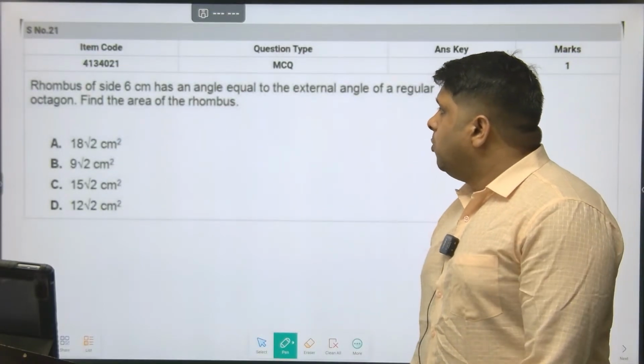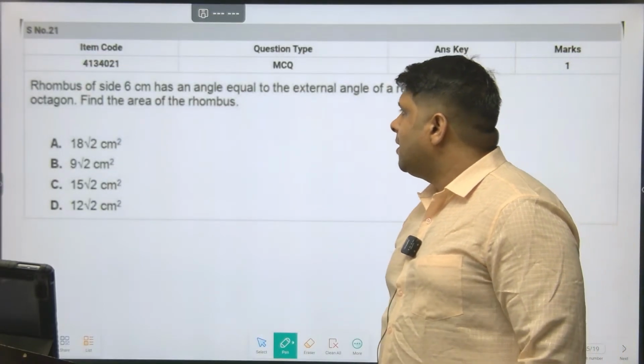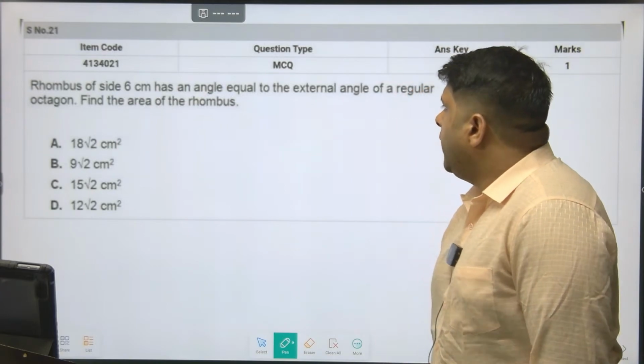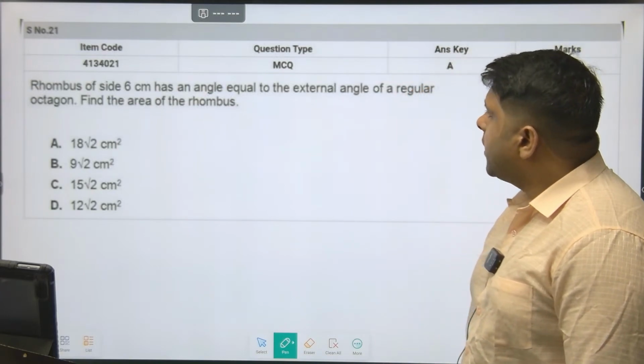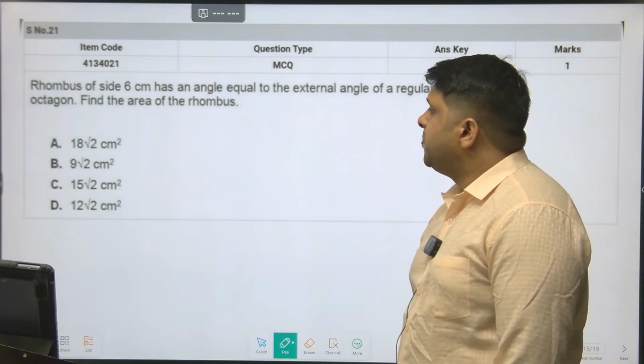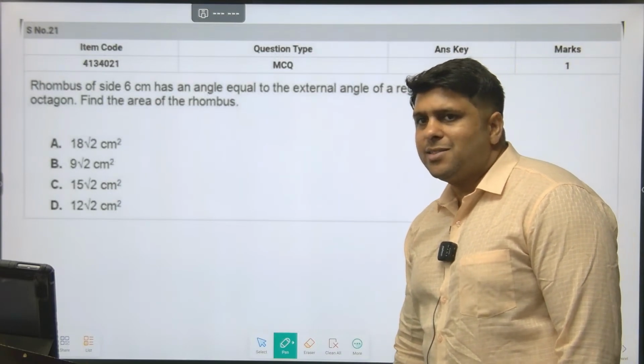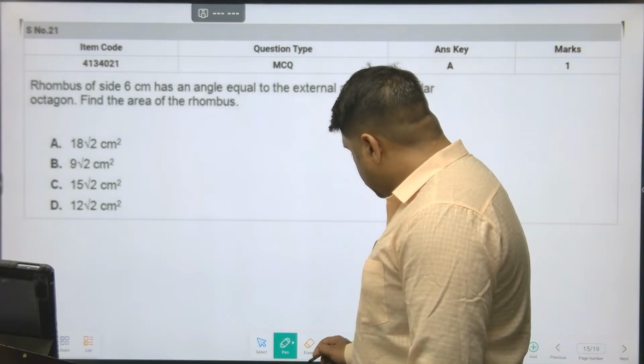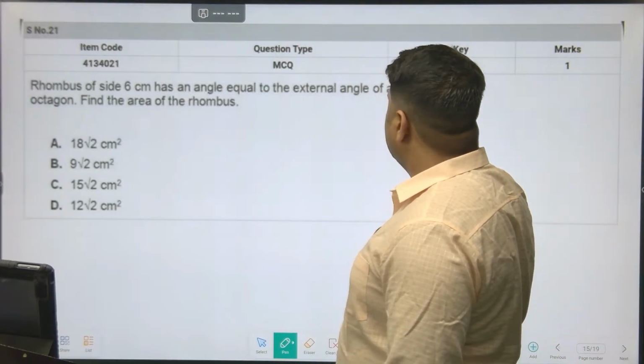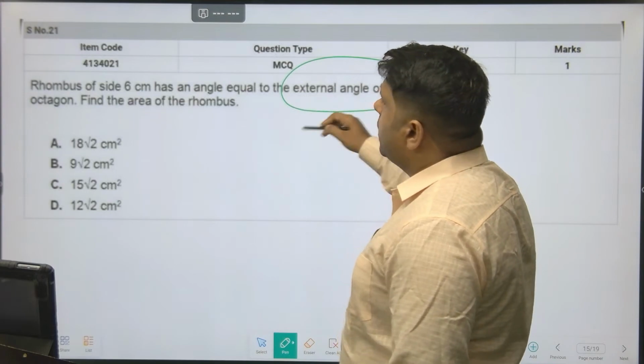Sorry. The rhombus of side 6 centimeter has an equal angle to the external angle of a regular octagon. Okay. Find the area of the rhombus. So first of all, you need to understand what is an external angle. So he is saying external angle of a regular octagon.